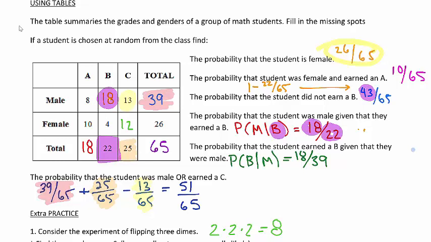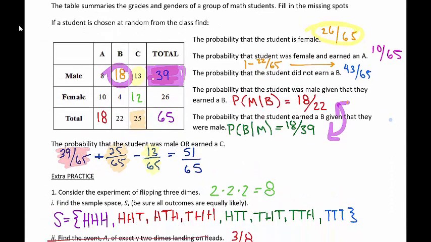Okay. Similarly, what's the probability they earned a B given they were male? Notice these are not the same values. This time, this becomes my denominator, and this becomes my numerator. They don't mean the same thing. How many of you have seen this before? In secondary 3 or? Okay. All right.